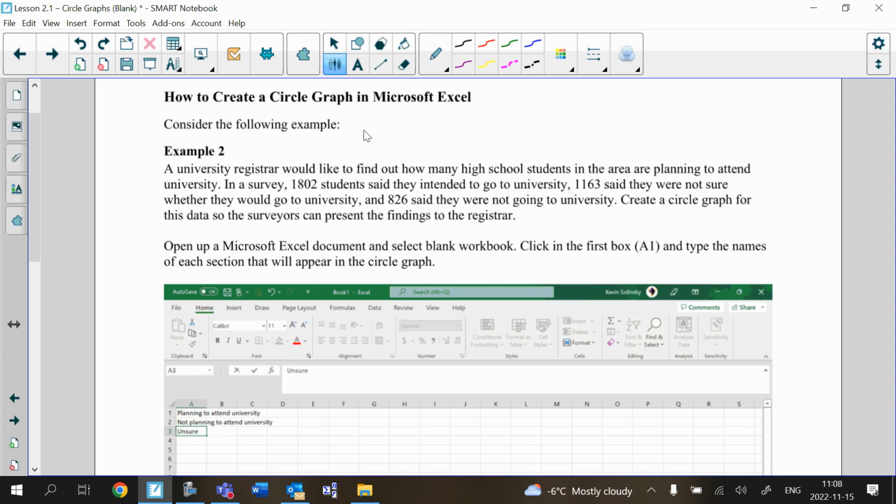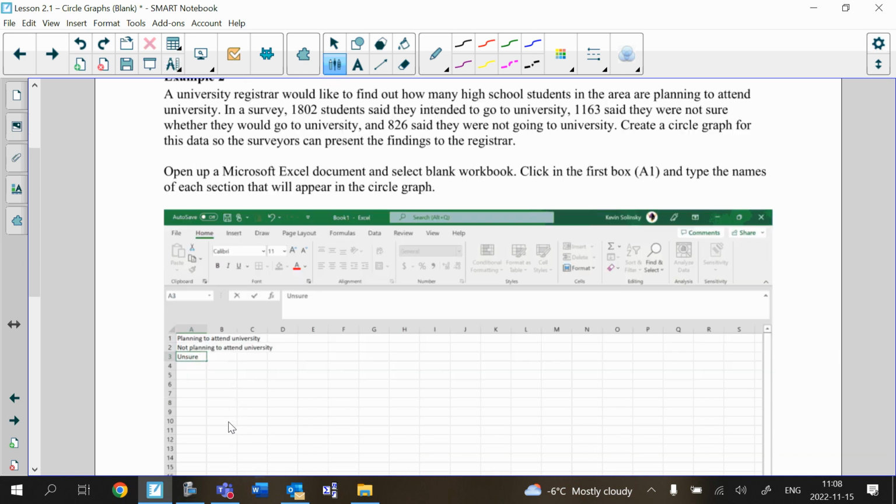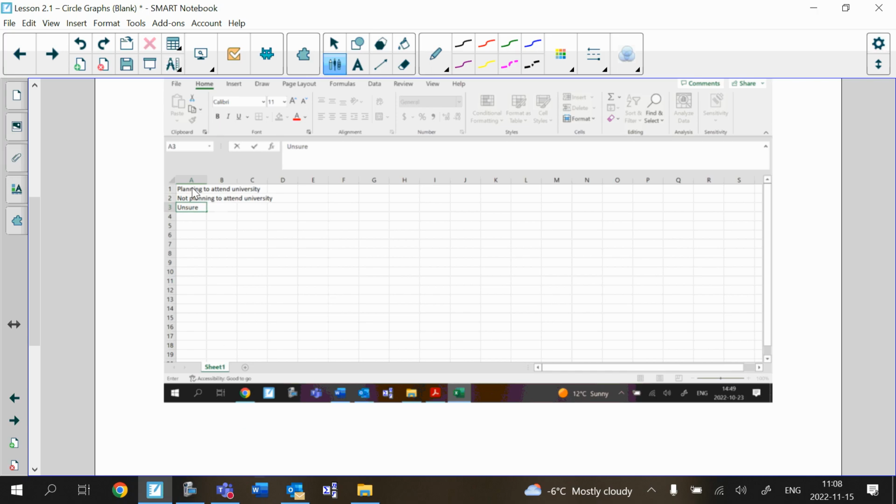Okay, so we need 3 categories. So in the cell A1, upper left corner, and then going down, put your 3 categories. Planning to attend university, and then hit enter to go down to A2. Not planning to attend university, unsure. So you can follow along, these are in your notes too, which are in color.